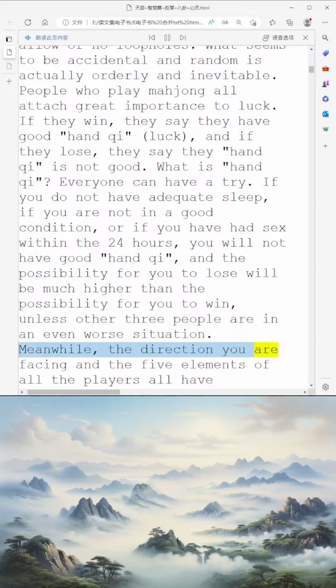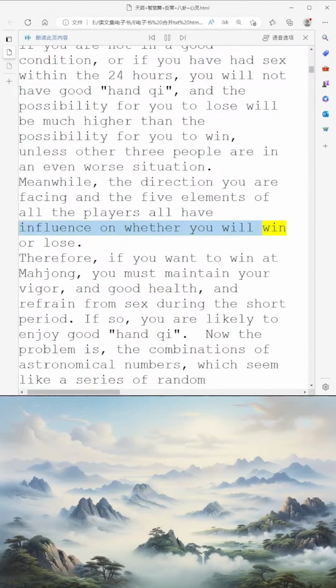Meanwhile, the direction you are facing and the 5 elements of all the players all have influence on whether you will win or lose. Therefore, if you want to win at Mahjong, you must maintain your vigor and good health and refrain from sex during the short period. If so, you are likely to enjoy good hand qi.